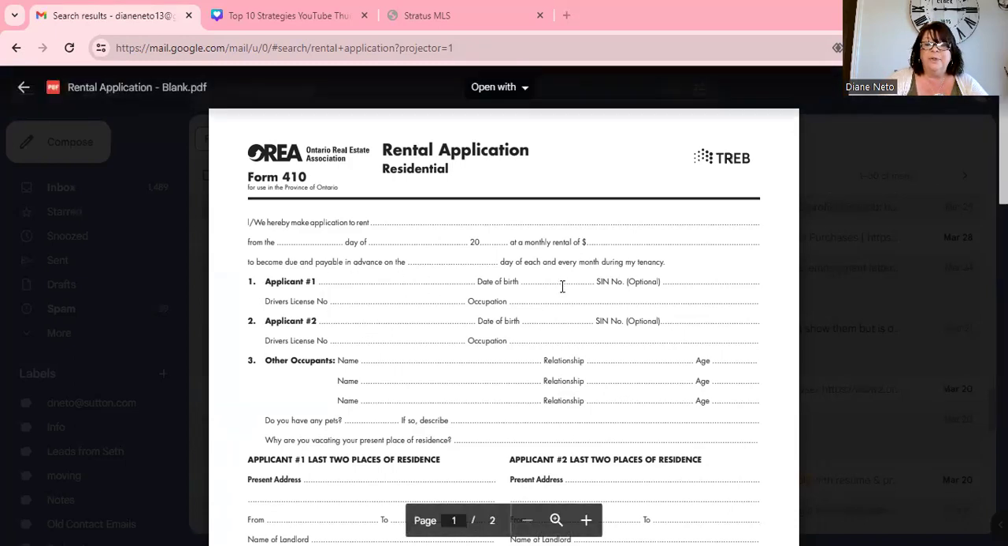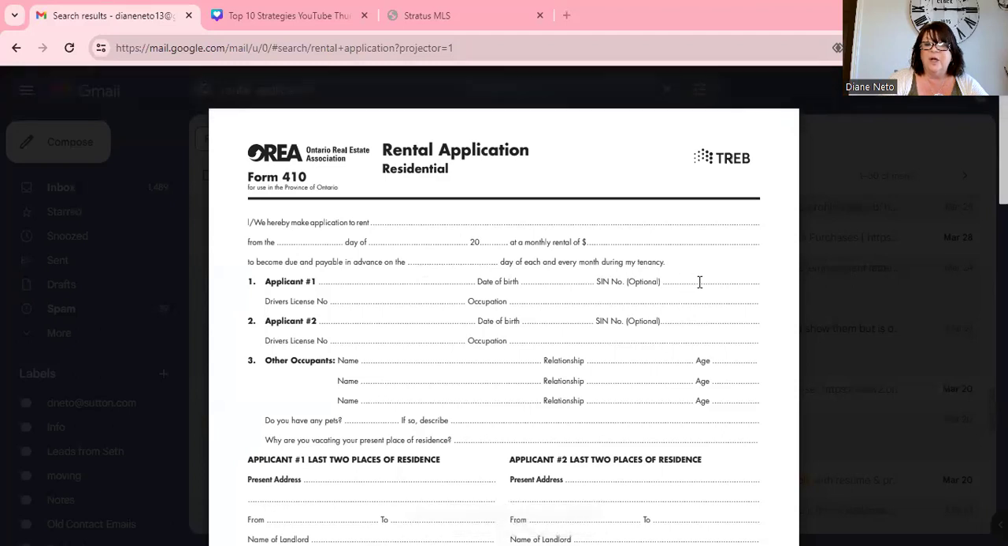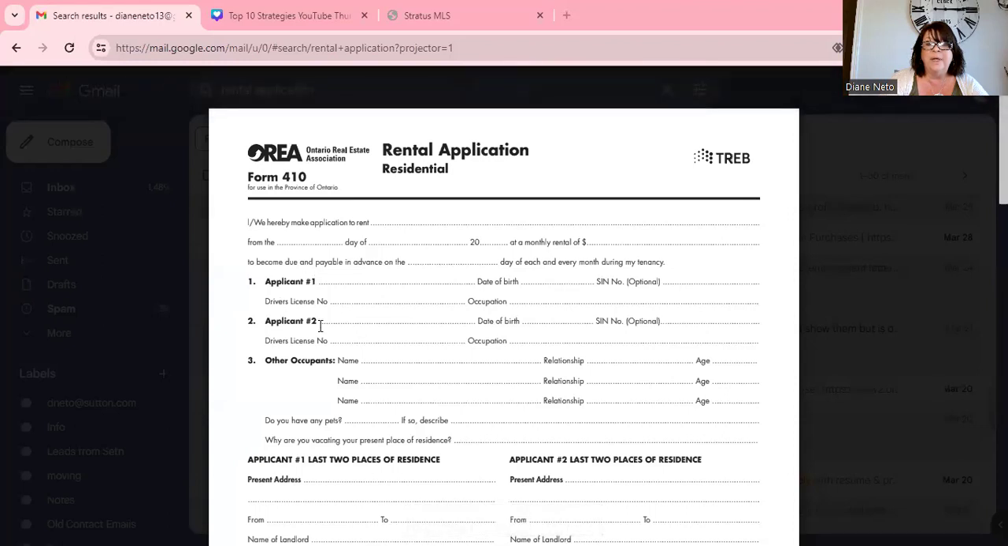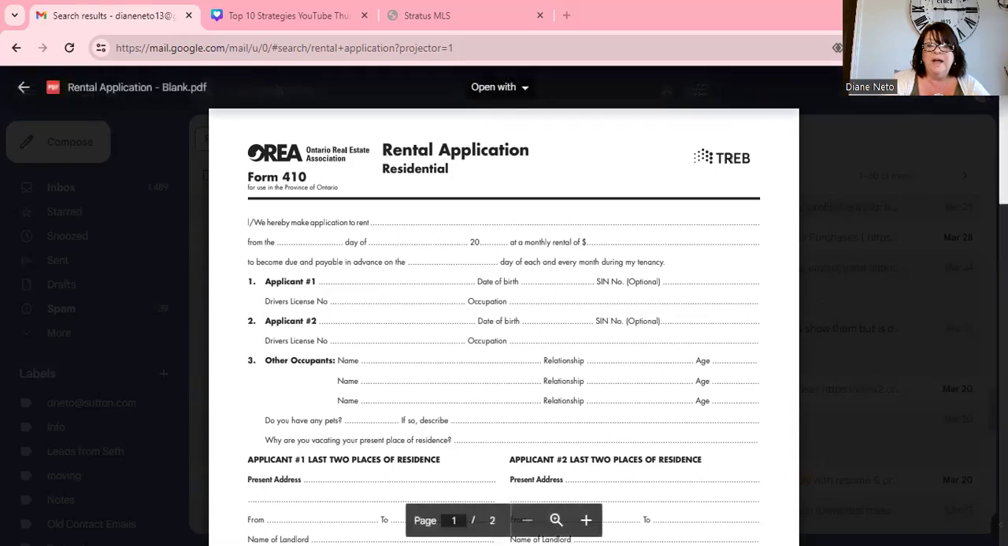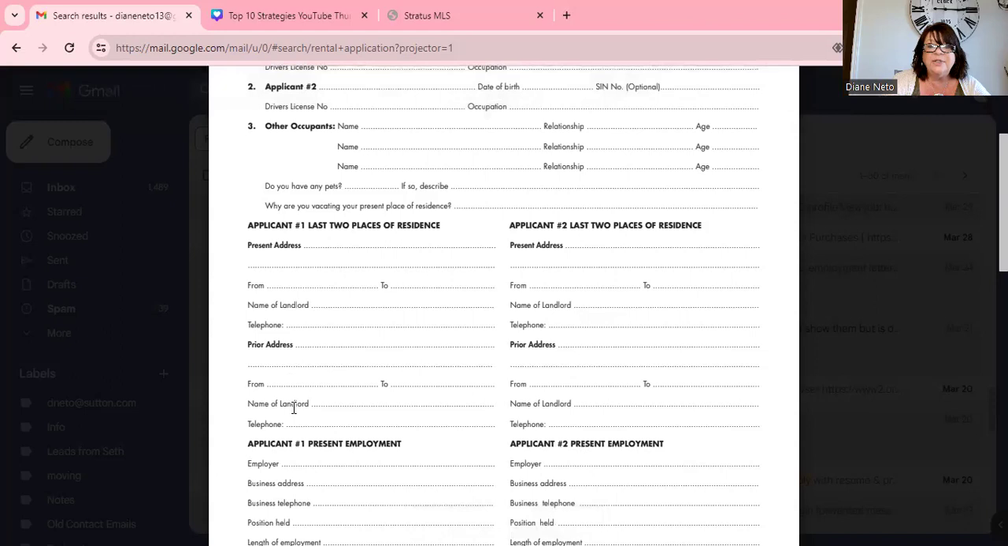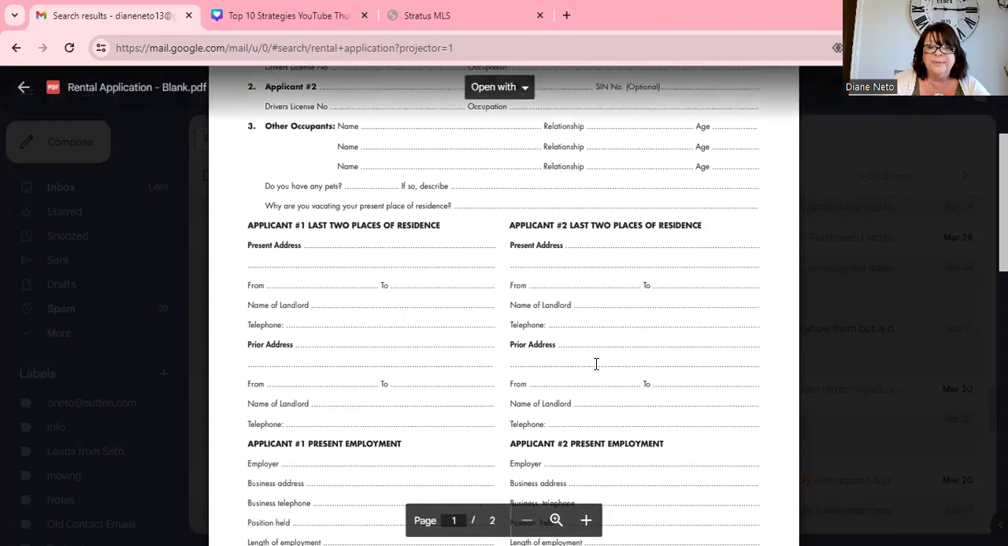It shows your name, date of birth. Don't put your SIN in. It says optional, but don't put it in. Then driver's license number and occupation of applicant 1, applicant 2. The other occupants are the people that are living in the house with you, whether they be children, your mother, whoever it is. After that, you get the last 2 places of residence, for applicant 1 and applicant 2.